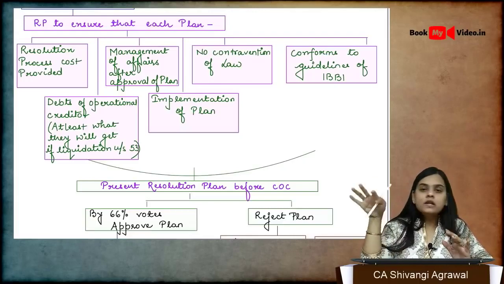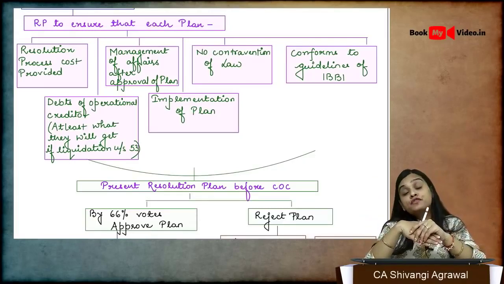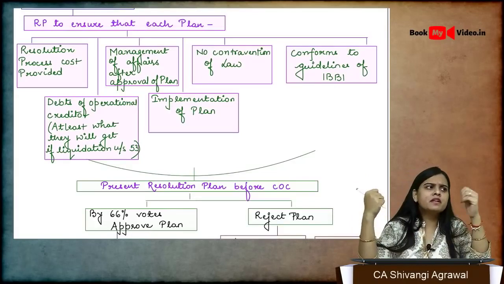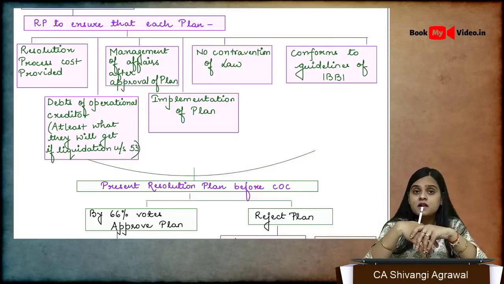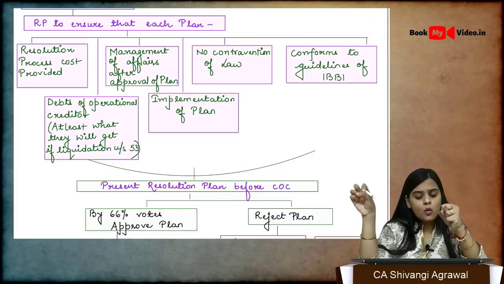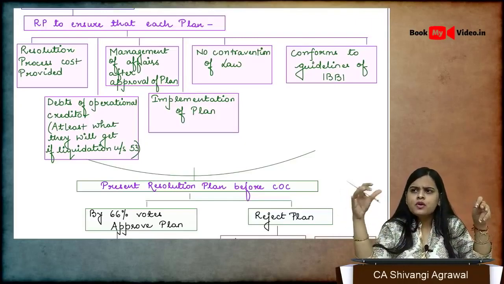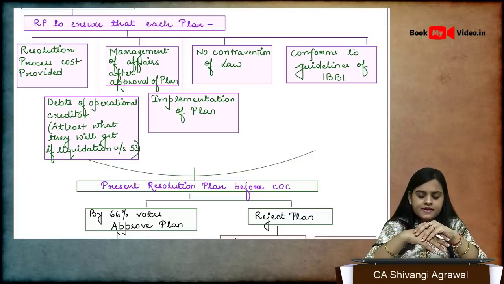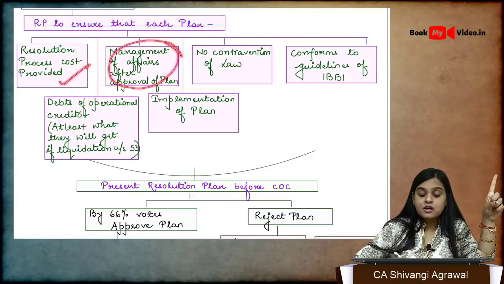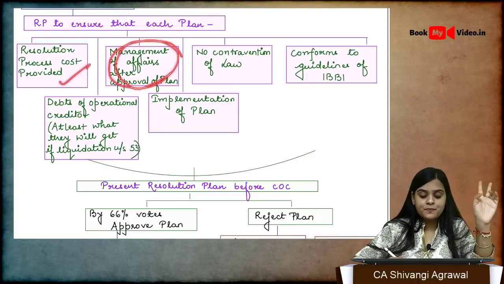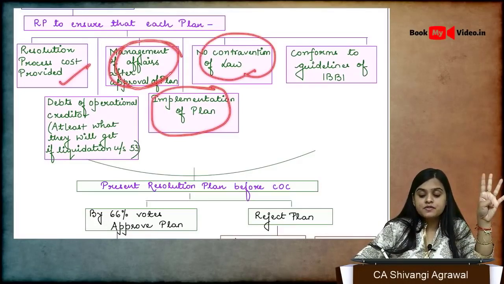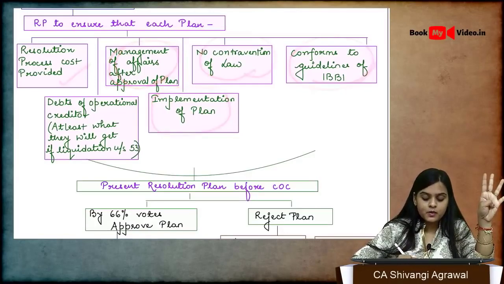The whole CIRP process involves a lot of cost. Maybe you have to spend 5 lakh rupees, paying the fees of the RP, the fees of the IRP, and other administrative expenses. So whatever plan you are formulating should ensure that these costs are also met. It should ensure that you are not contravening any law, right? So the resolution process cost should be provided for. How are you going to manage the affairs of the company after this plan is approved? How are you going to implement the plan? There should be no contravention of law, and it should conform to the guidelines of IBBI. Now, this point will clear a lot of air.